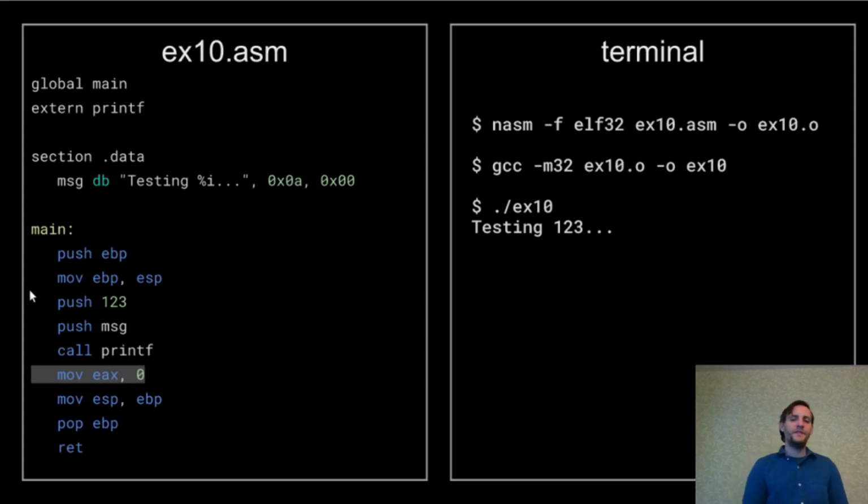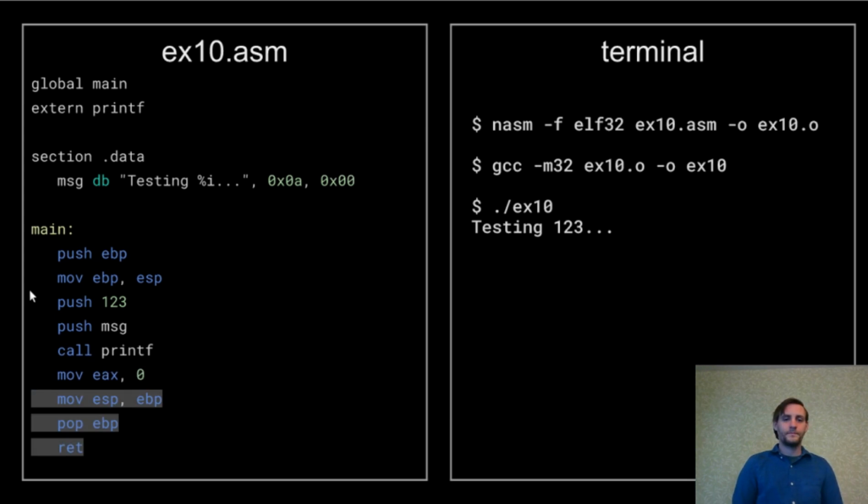Next, we can move 0 into EAX as the return value for our main function. This will be the exit status of our program, and remember that 0 means that everything ran correctly. Then, add an epilogue to restore the stack and return control to C, and the program is complete.